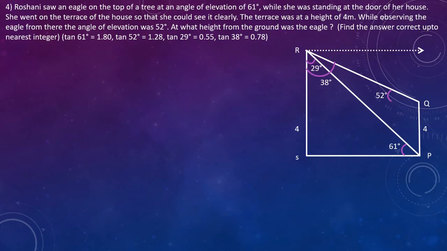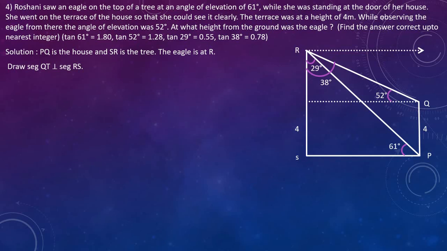Now in the diagram you can see that PQ is the house. Suppose PQ represents the house and SR represents the tree. So now the eagle is at point R. Now let us draw segment QT perpendicular to RS. So segment QT is perpendicular to segment RS. Quadrilateral TSPQ is a rectangle. So there forms a quadrilateral, TSPQ, which is a rectangle.